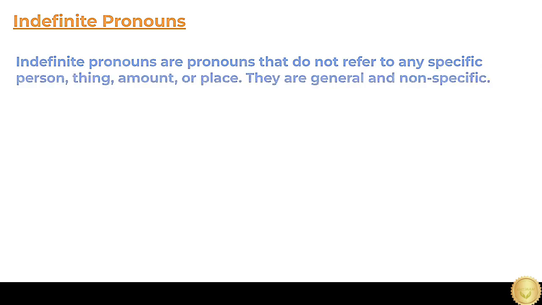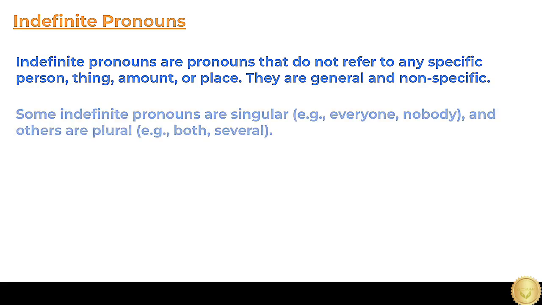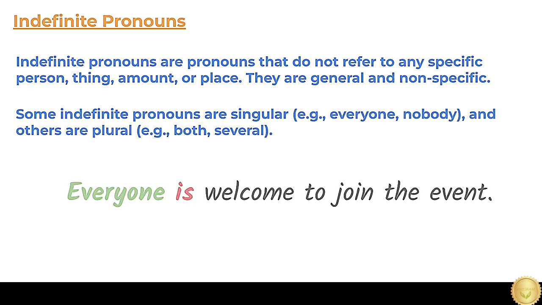Indefinite pronouns now. So these are pronouns that do not refer to any specific person, thing, amount, or place. They're very general and they're non-specific. What do we do in this situation? Well, some indefinite pronouns are singular, for example, everyone, nobody, and others are plural, for example, both and several. So if we were to use everyone, which is singular, then we use the singular verb, is. Everyone is welcome to join the event.